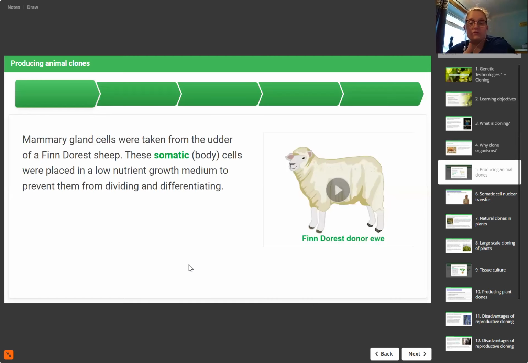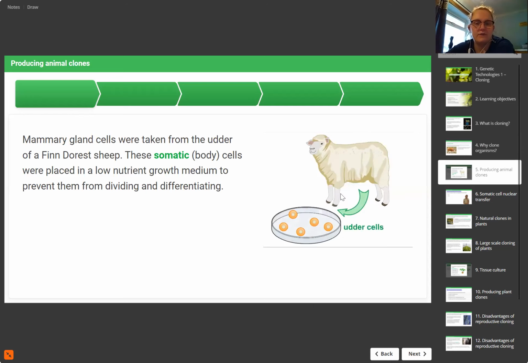So for Dolly, there was a Finn Dorset donor ewe, and mammary gland cells were taken from the udder of this Finn Dorset sheep. The scientists took those mammary gland cells. These are somatic cells, and somatic just means body cells. These adult somatic cells have gone through specialization, they're specialized cells.